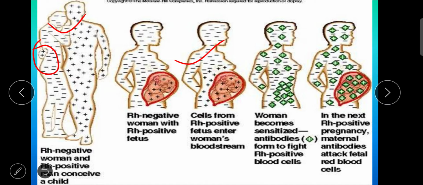This is how RH incompatibility happens. One more time I'll repeat it. If the husband is positive and the wife is negative, there is a chance that the mother can carry a positive baby. That is the first picture. In the second, the mother is carrying a positive baby and the mother is negative. Some positive blood from the baby will enter the mother's body. Then the mother's body will become sensitized against this blood coming from the baby's body, and it will destroy the baby's blood. So this is about RH incompatibility.